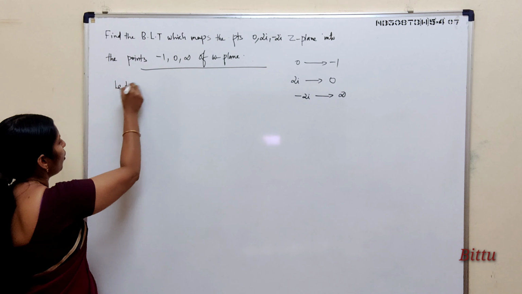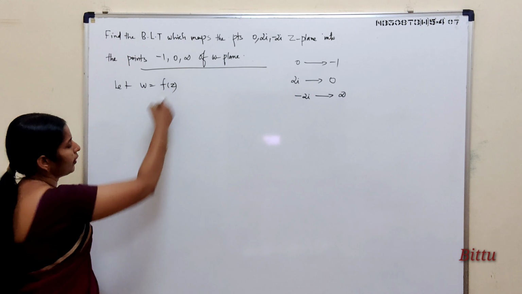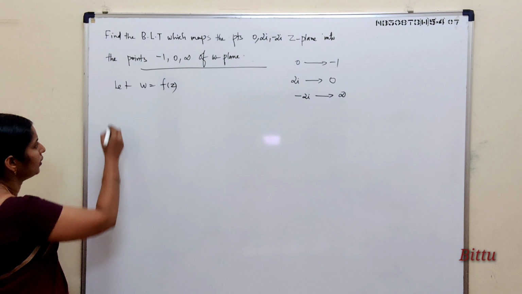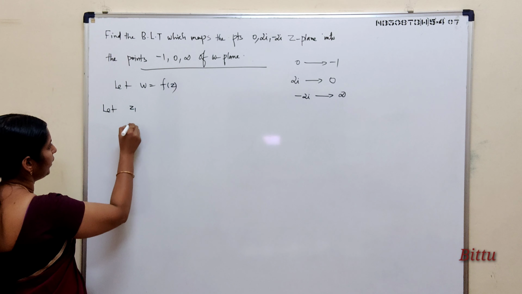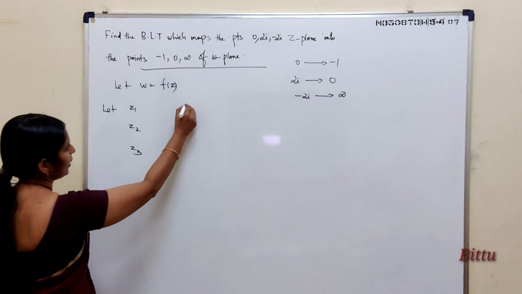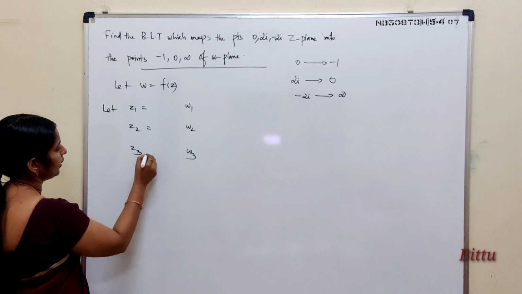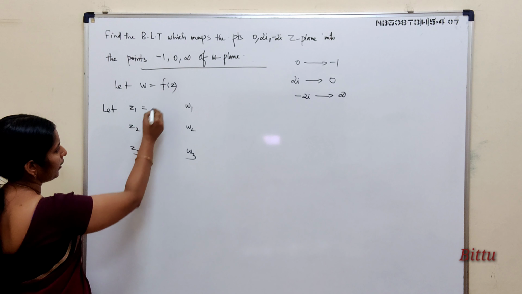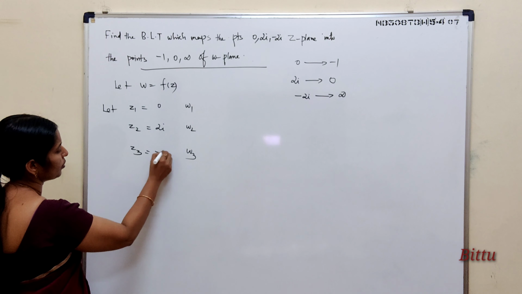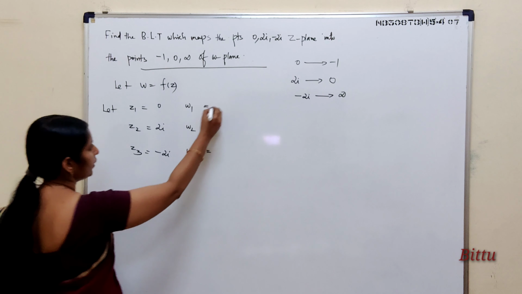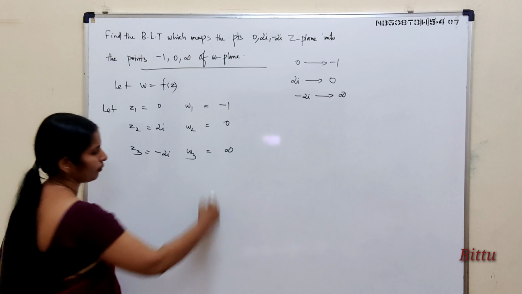Let omega equal to f(z) be the required bilinear transformation. Next we have to choose z1, z2, z3. Similarly, omega 1, omega 2, omega 3. See, z values are the points on the z plane which are 0, 2i, minus 2i. You write its corresponding images as omega i, that is minus 1, 0, infinity.